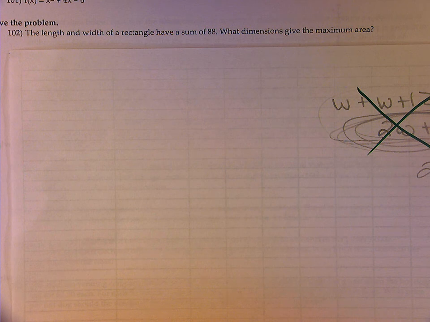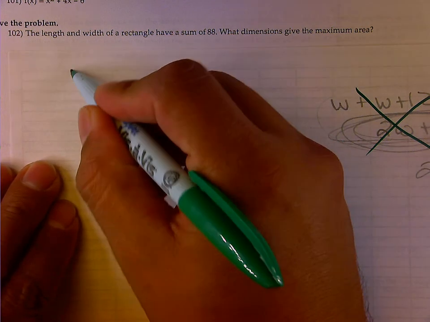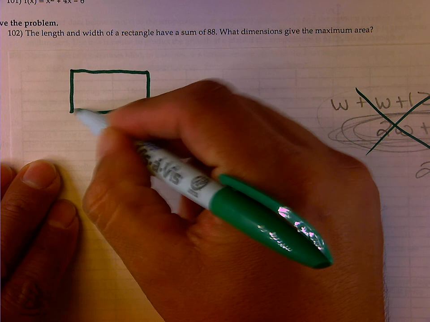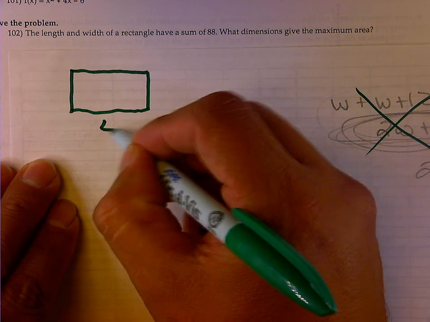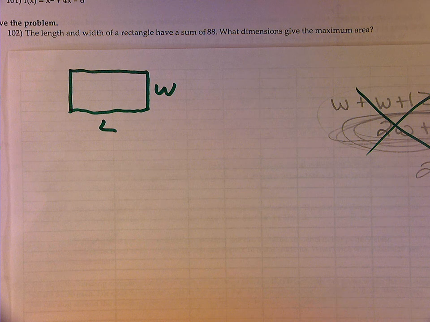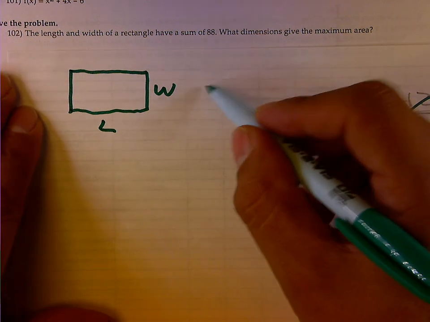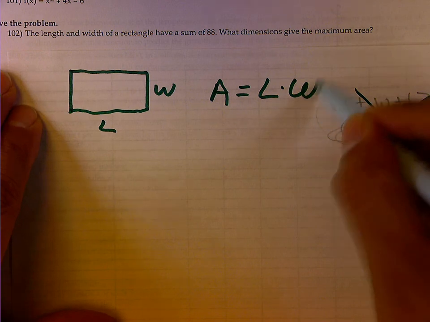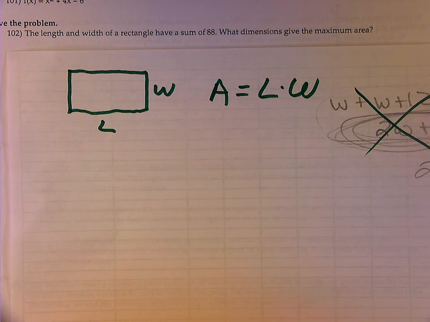So for this question, I'm going to go ahead and start by drawing a picture of a rectangle. I will call this piece the length, this piece the width. And I'm trying to maximize the area. You should recognize an area of a rectangle equals length times width. Problem is I have too many variables. I need to get rid of some of these variables.